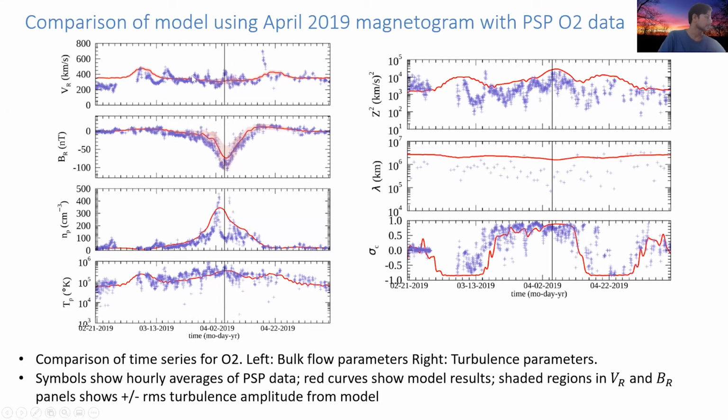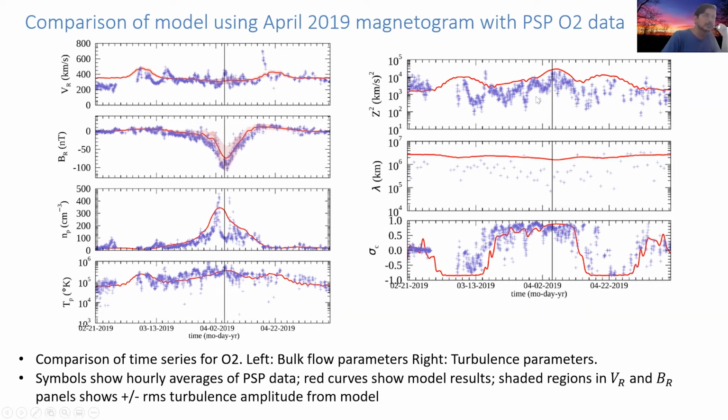You see that in general, the model matches the radial velocity pretty well. Here I've got the radial magnetic field, which again matches well. And this shaded region that you see here, I get by taking the local turbulence amplitude from the model and adding and subtracting that to the local mean magnetic field, so you get a range of the spread that you expect because of turbulence. I've got the proton density, and while the model misses some of the transient features, you get the overall trend. The temperature is actually not bad.